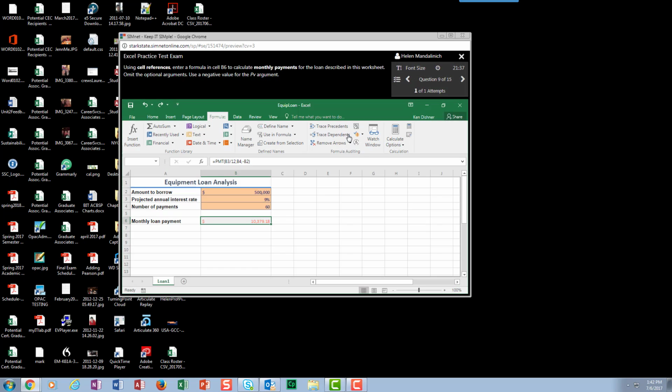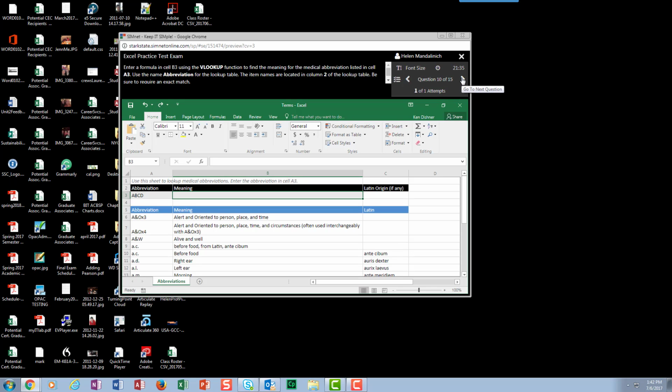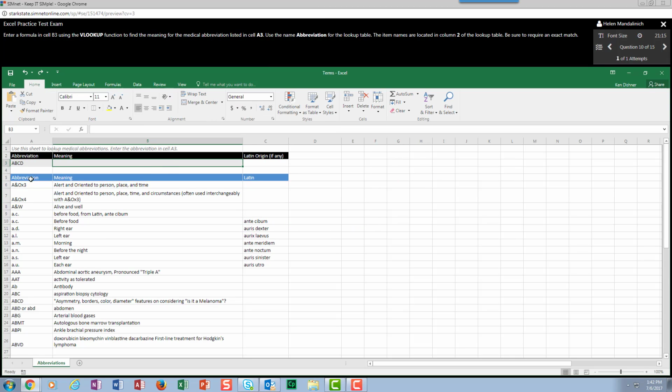All right, so let's look at the next question that I had quite a bit. Oh, the VLOOKUP, it's this one here. So VLOOKUP is used when you have a piece of information, in this case this abbreviation, and I want to find out from this list, what does this mean, right? So I'm going to actually make this a little bigger.